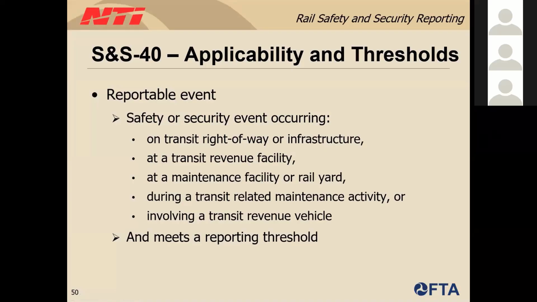For major event reporting, applicability is the same as for the SNS 50, but let's review this again. A reportable event is a safety or security event that occurs on transit right-of-way or infrastructure, at a transit revenue facility, at a maintenance facility or rail yard, during a transit-related maintenance activity, or involving a transit revenue vehicle, and meets a reporting threshold.